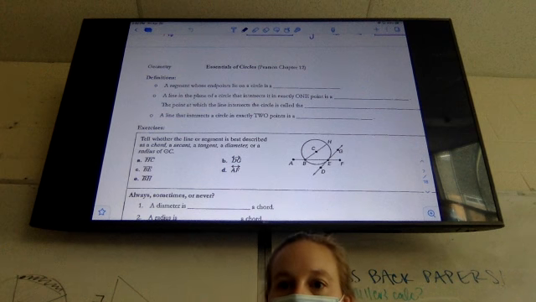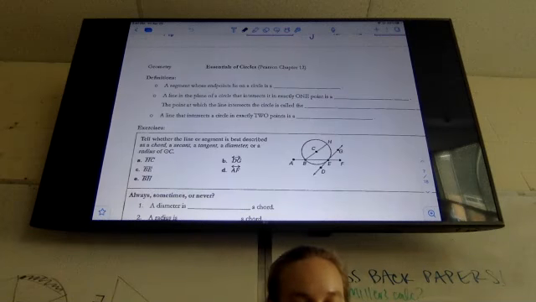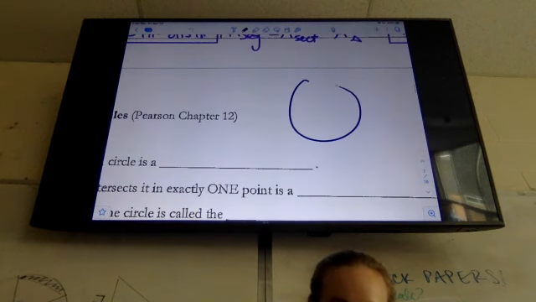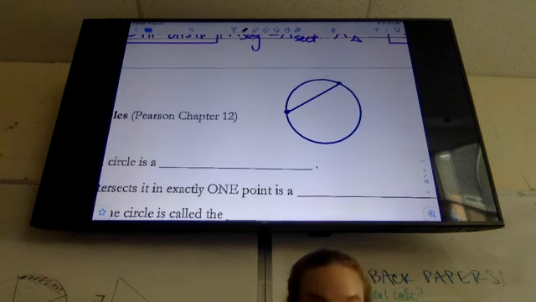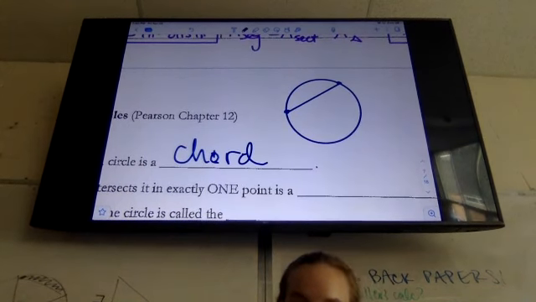So let's start with some definitions. Do you remember what we call a segment whose endpoints lie on the circle? What do I call this? Is it a chord? It's a chord. Chord. Okay.